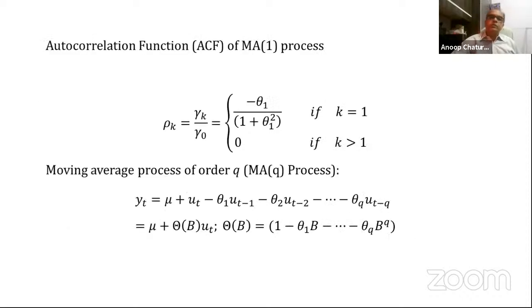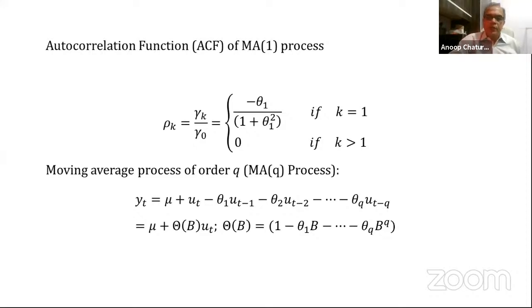You can also write the autocorrelation function, which gives the correlation coefficient between YT and YT minus K. We denote it by rho K, which is equal to minus theta 1 upon 1 plus theta 1 square for K equal to 1. And for K greater than 1, it becomes 0.